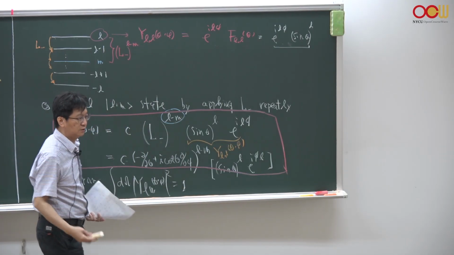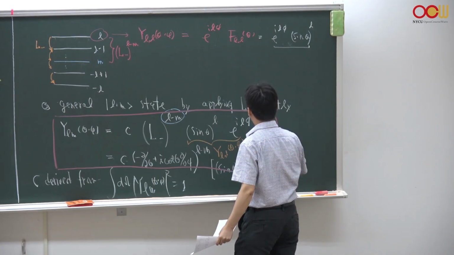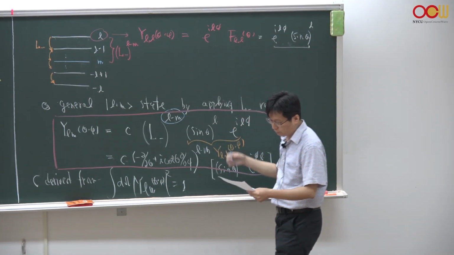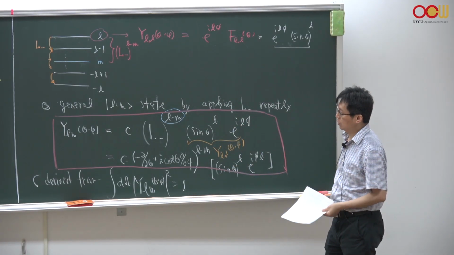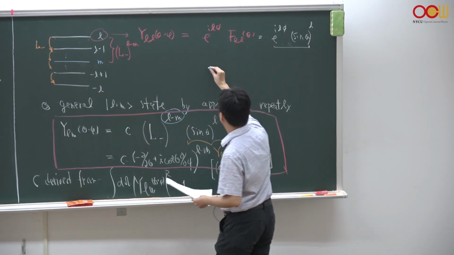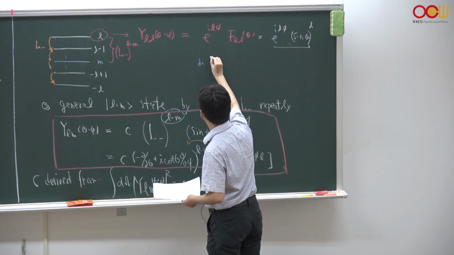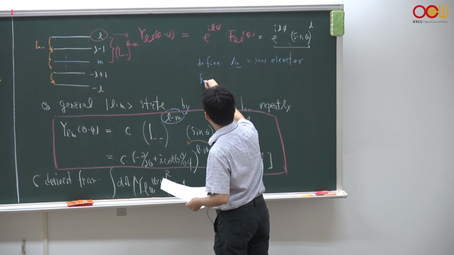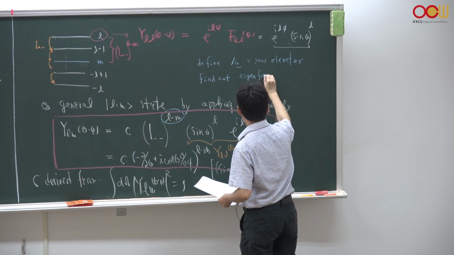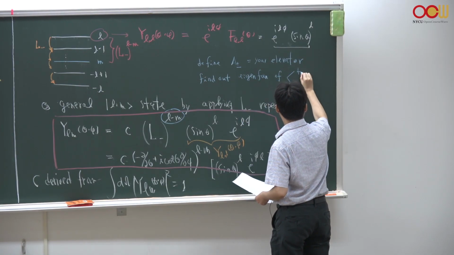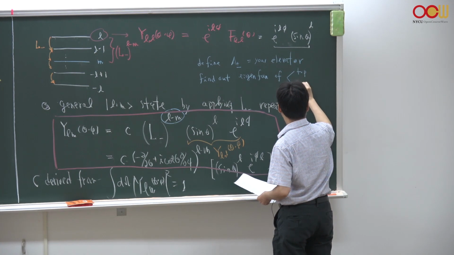What is your elevator? Therefore, the key phrase for this chapter, and also all the remaining chapters in quantum mechanics, is: define your elevator. Find out the eigenfunction of either the top or the ground floor.